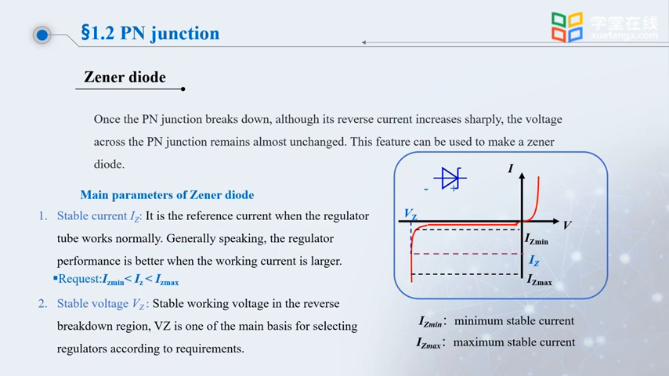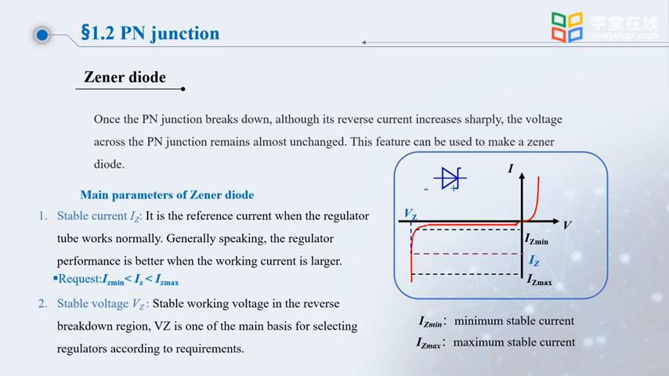We can see from its volt-ampere characteristics that when the voltage applied to the diode is approximately Vz, the diode breaks down. At this time, its reverse current increases sharply, but its voltage is almost constant, which is Vz. A Zener diode has a working current range, which is its stable current Iz. Usually this current has a minimum value.